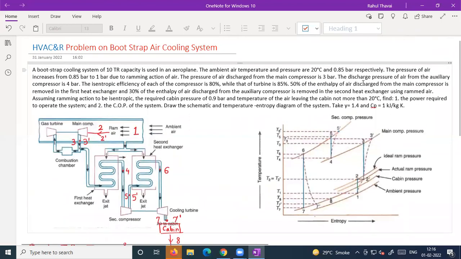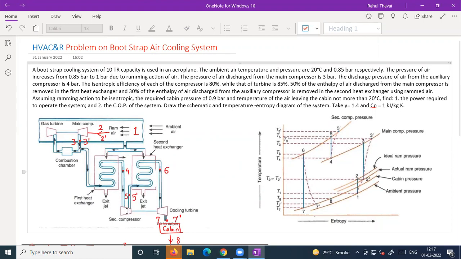Next, the discharge pressure of the air from the auxiliary compressor is 4 bar. The auxiliary compressor is nothing but a secondary compressor. So what is mentioned? The discharge pressure of the air from the auxiliary compressor is 4 bar. That means discharge pressure is nothing but the pressure at the exit of the compressor.